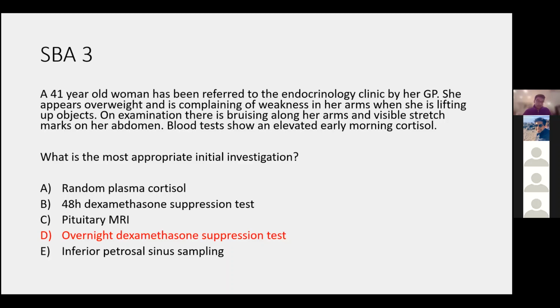And inferior petrosal sinus sampling, this is again to determine if there's a pituitary tumor, because you'll be looking for ACTH being produced and secreted in the venous circulation around the pituitary gland. Again, this should not be an initial test you'd be doing.